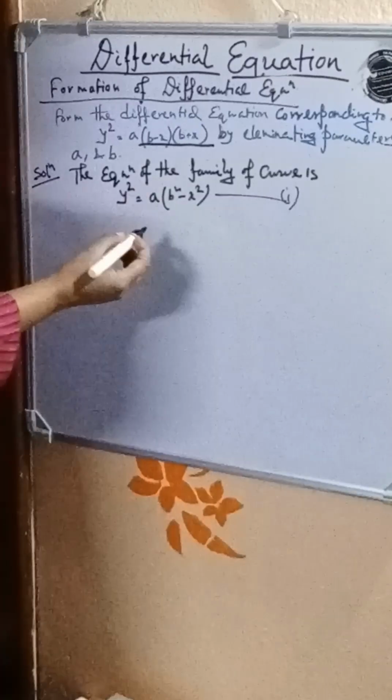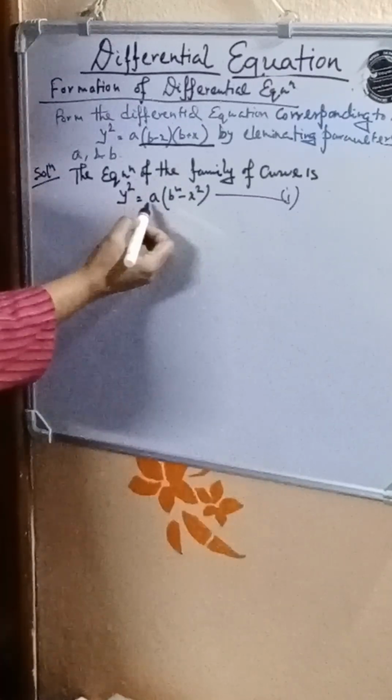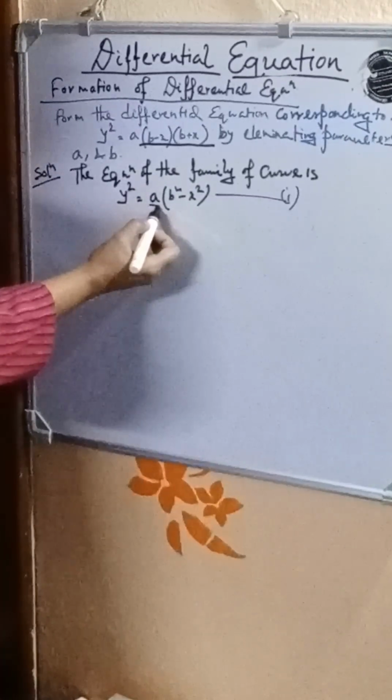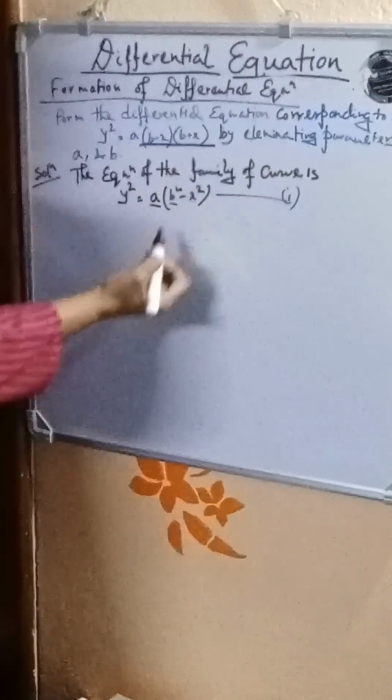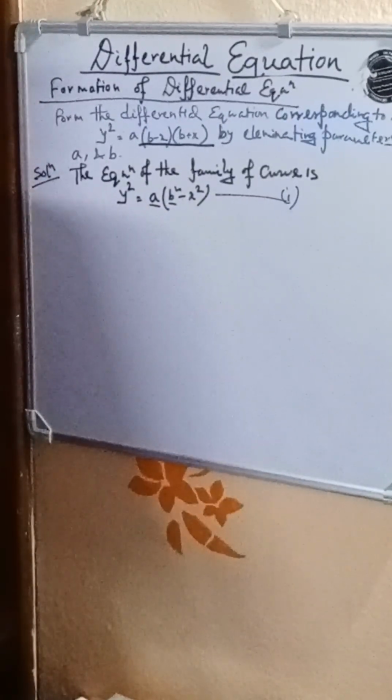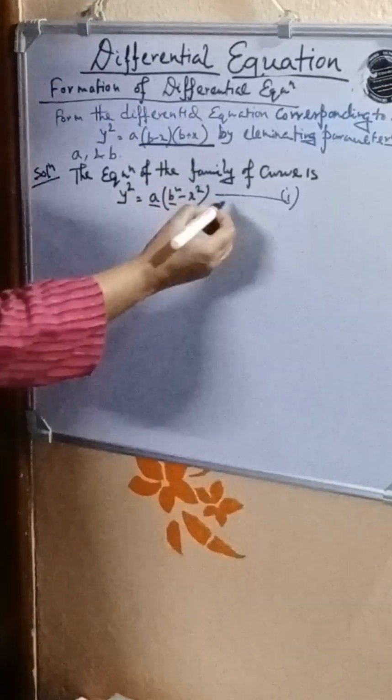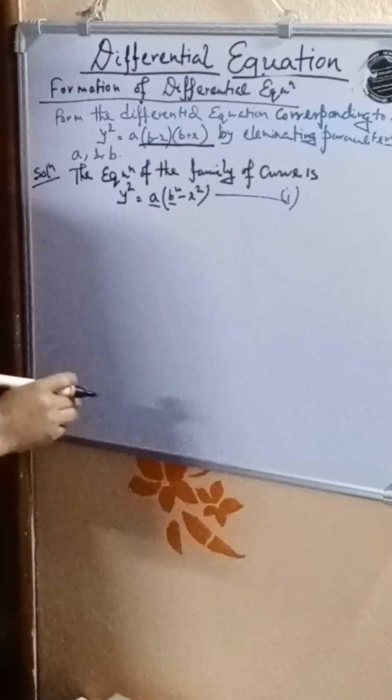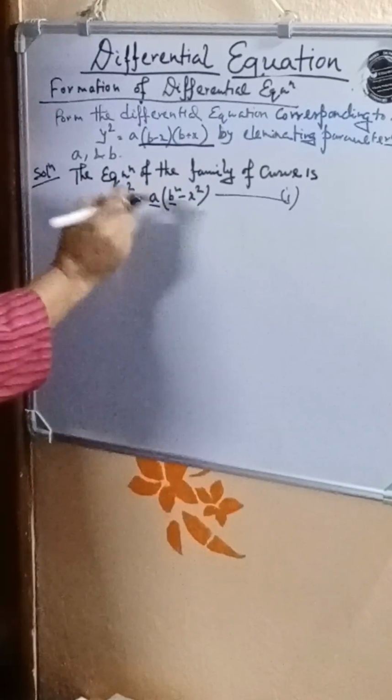Now in this equation two parameters are present. One is a and another is b. So we will differentiate this equation two times to eliminate the parameters a and b.